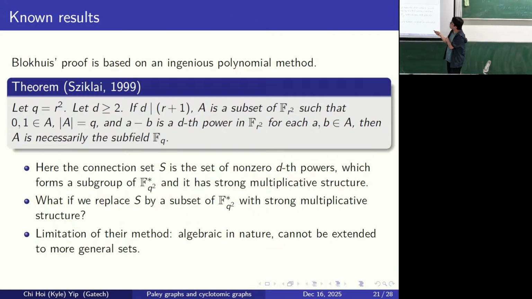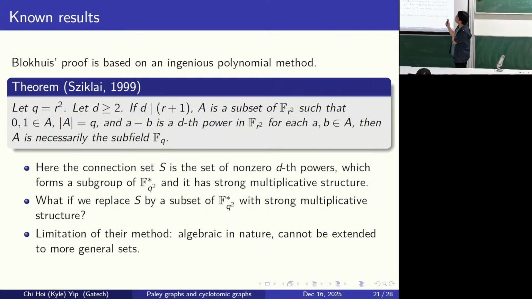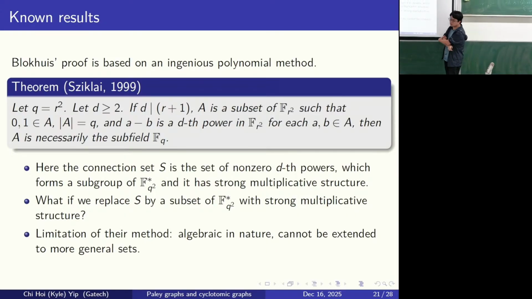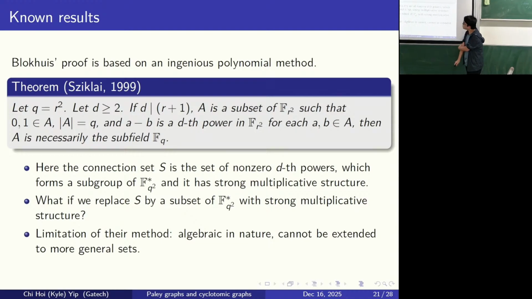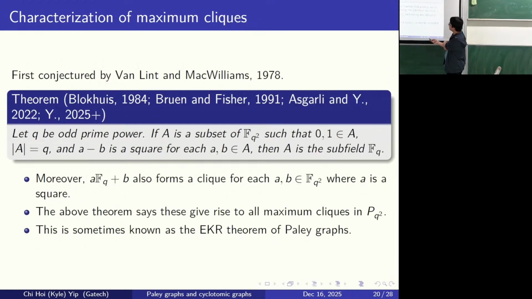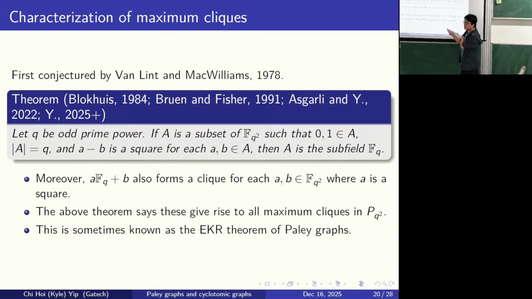Okay, and Blokhuis's proof is based on an ingenious polynomial method. There have also been many recent breakthroughs using the polynomial method. And you may ask what's special about squares, right? Can it be extended to more general Paley graphs?